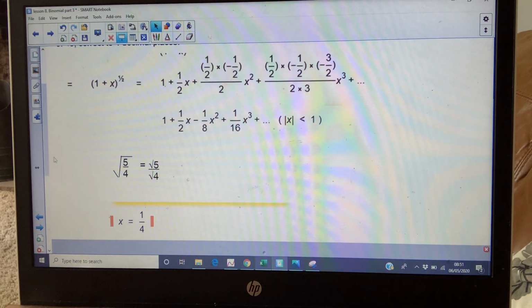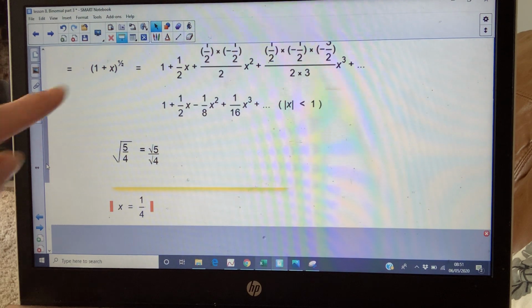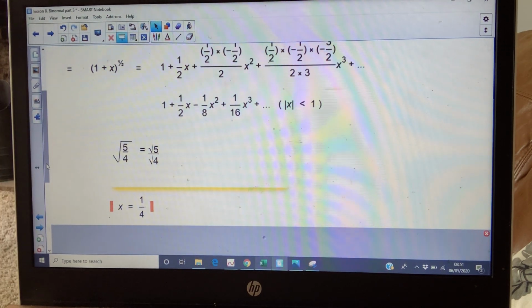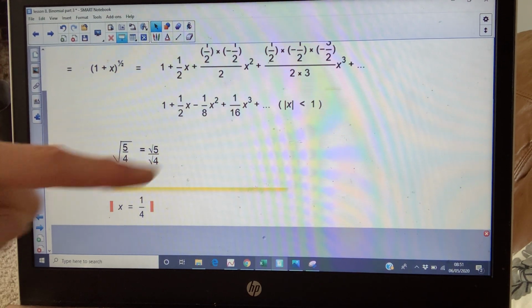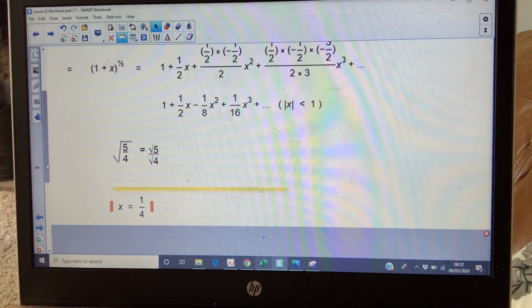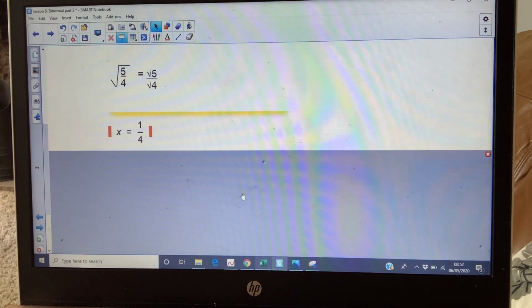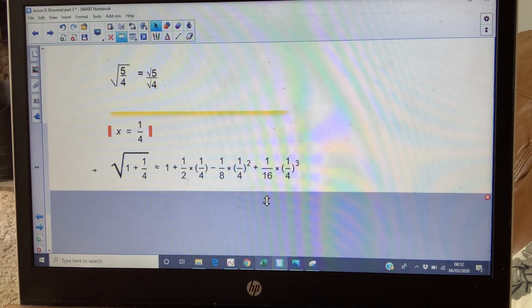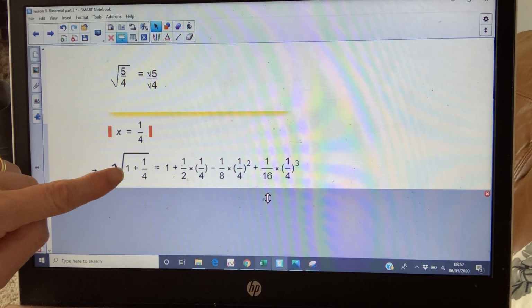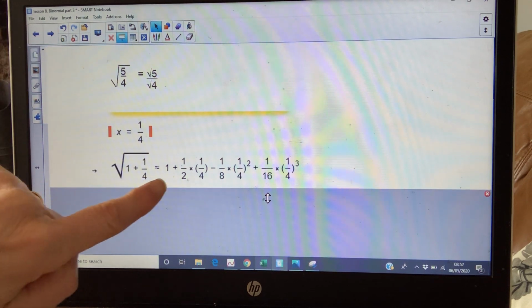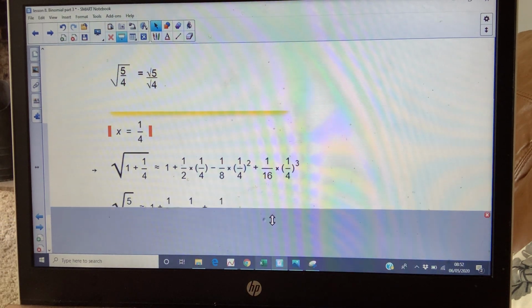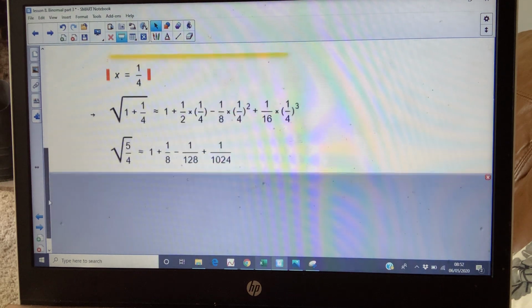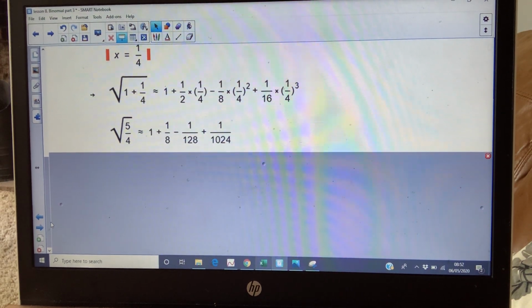So what I'm going to do is substitute x equals a quarter into here. The reason I'm going to do that is because 1 plus a quarter is 5 over 4, and a quarter lies in my range for x. So I'm going to substitute in x equals a quarter. So I will get the square root of 1 plus a quarter, that's that left-hand side. I can then substitute it into my binomial expansion. So I end up with the square root of 5 quarters is approximately equal to this here.